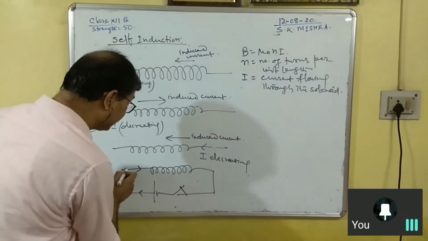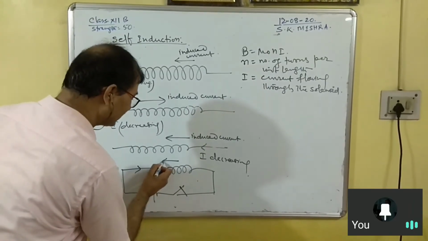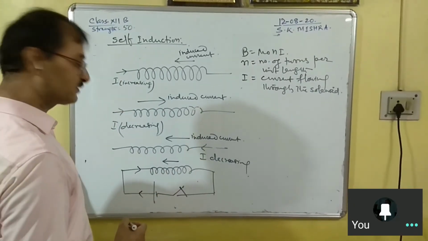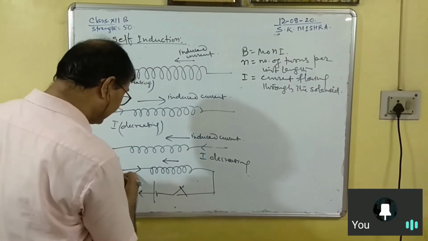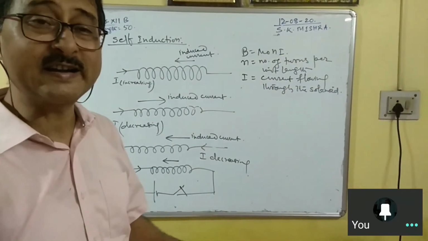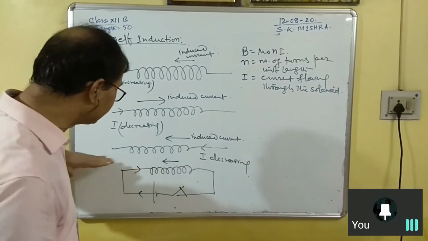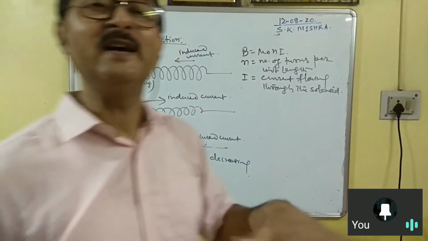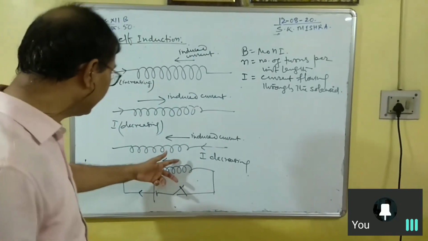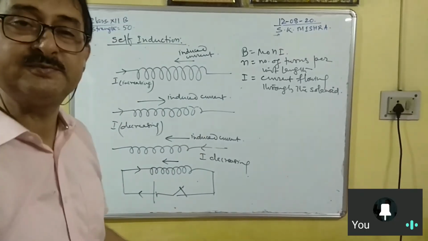So since the current is growing, in what direction will the induced current develop? Along this direction. But at the time of break of the circuit, when the current starts decreasing, the induced current will support the decrease. Means if the current I starts decreasing, then the induced current will be along the same direction. Then only the decrease will be opposed. Since the induced current and this current are in the same direction, that's why the decrease will be opposed.